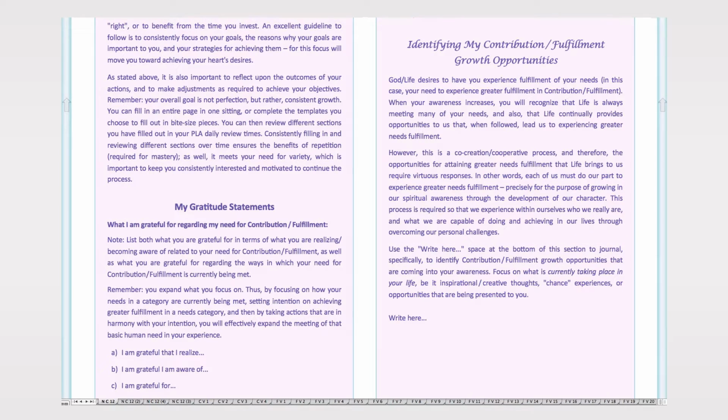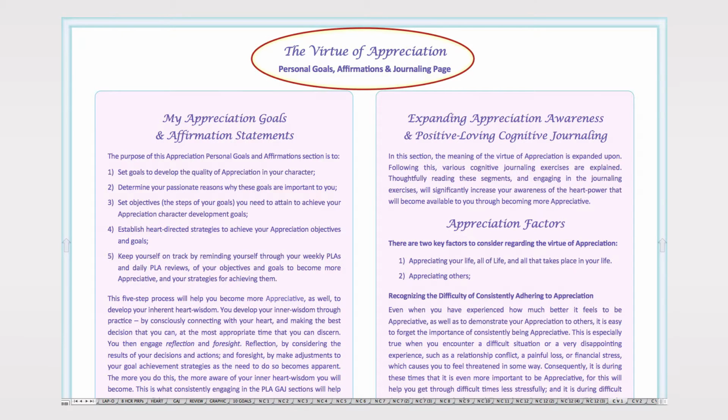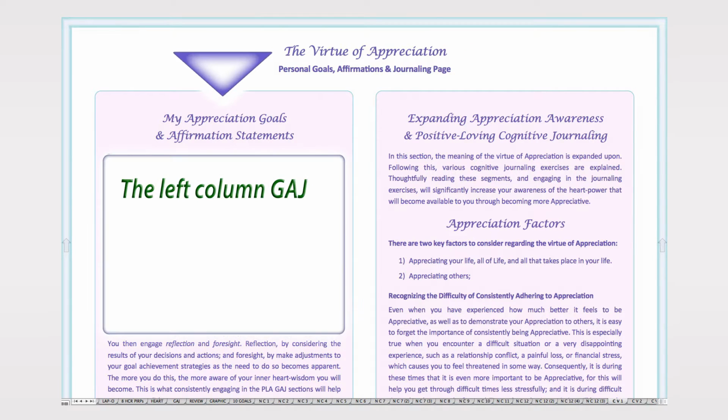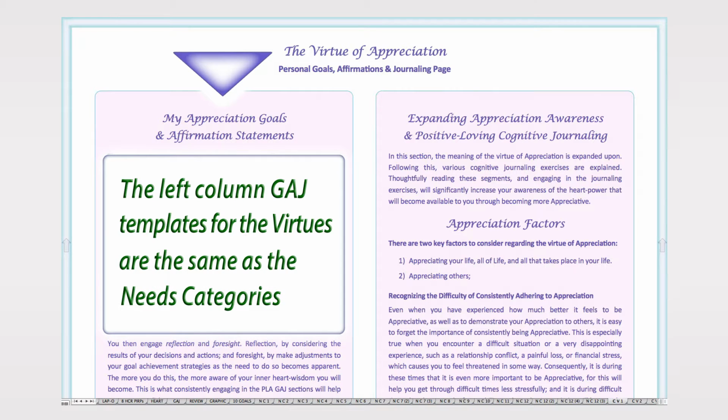Okay, that covers the needs category GAJ pages, and I hope you are excited about what working these GAJ pages sections will do for you. Now I'll cover the virtues GAJ pages. The left column, GAJ templates for the virtues, are the same as the needs categories, where you follow the same strategies for achieving greater development and strengthening of the virtues in your character as you do in achieving needs fulfillment.